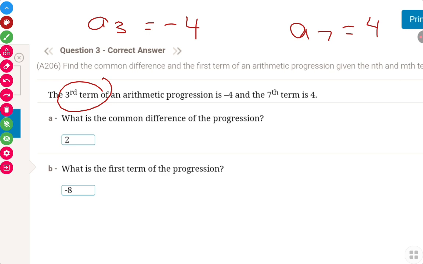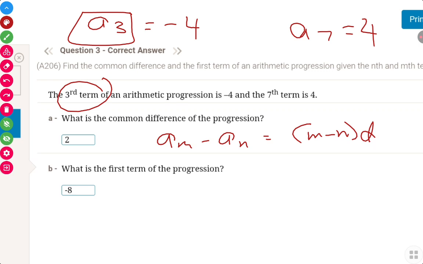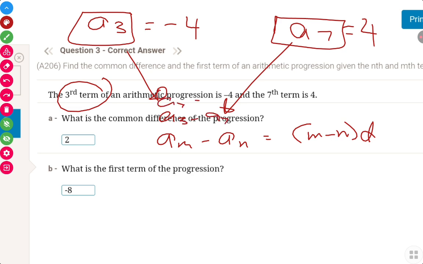So when you have two numbers that are far away from each other, that aren't directly after each other, we use a different equation, which is am minus an equals m minus n times d. So these two numbers, their positions are far away from each other, so we can't just subtract them to get the difference. So instead we put them into this equation. It doesn't matter which way it goes in. It could be a3 minus a7, it could be a7 minus a3. It does not matter as long as the order that you choose here is the same as the order that you choose here. So let's say we did a3 minus a7.